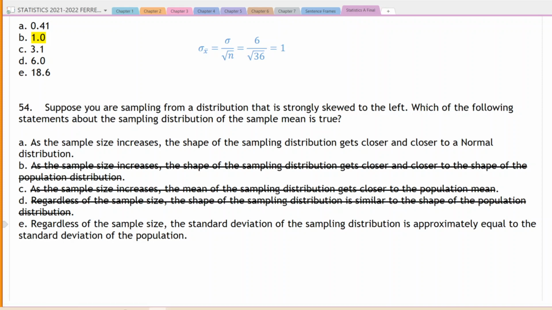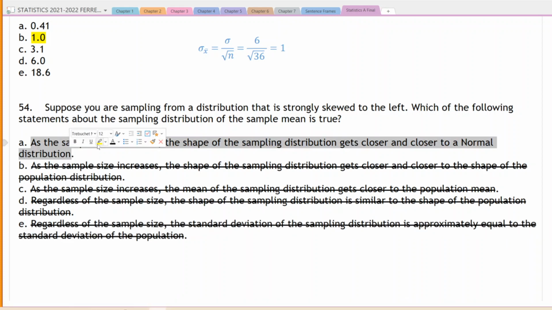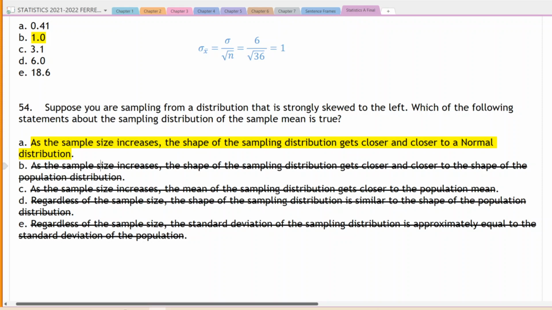The sampling distribution becomes more and more like the normal distribution. Regardless of the sample size, the standard deviation is approximately equal to the standard deviation of the population. Again, the standard deviation is always going to decrease with larger and larger samples. So all of those other answers are definitely not correct. So we can be pretty confident marking letter A here.